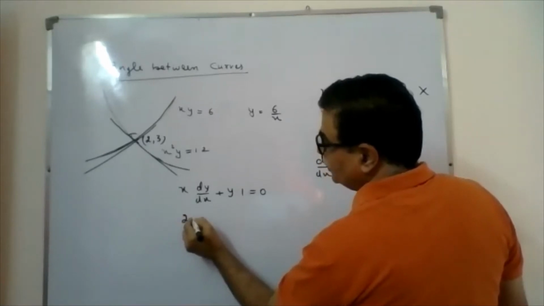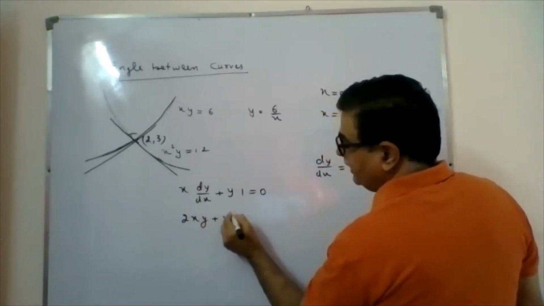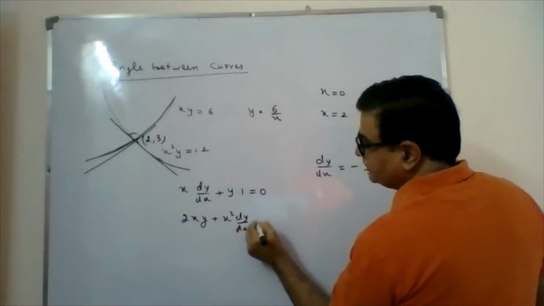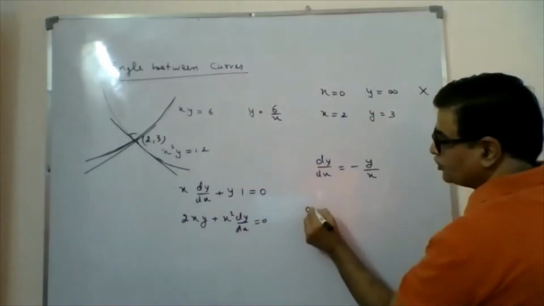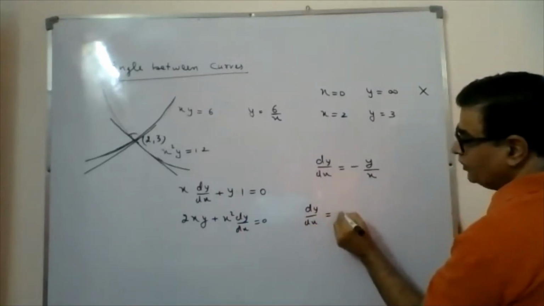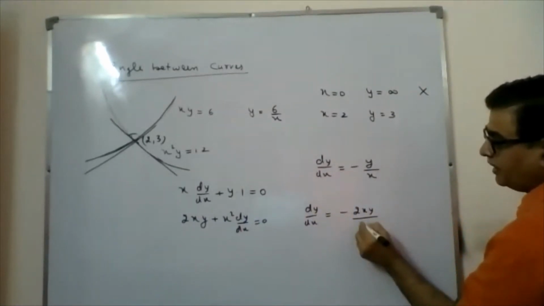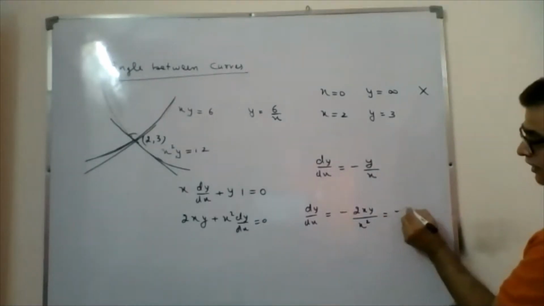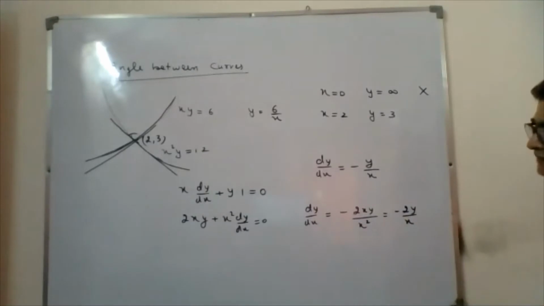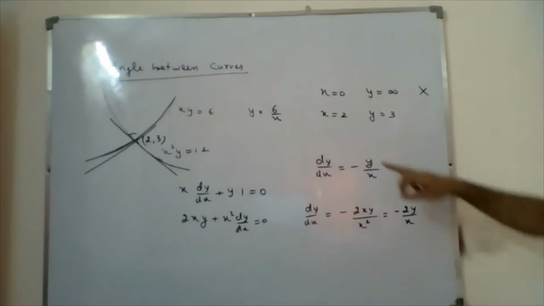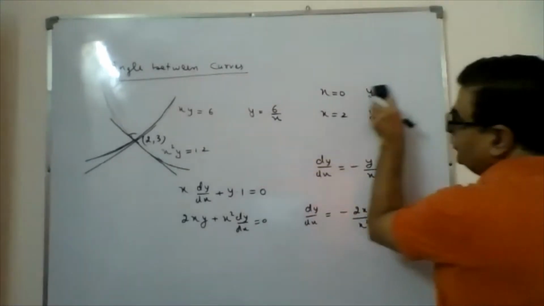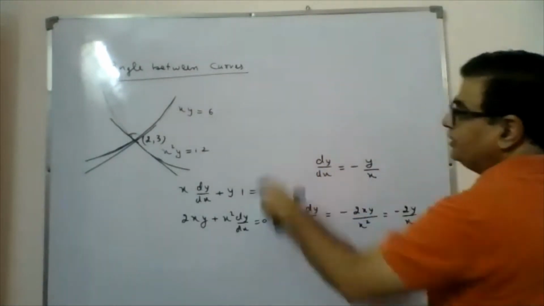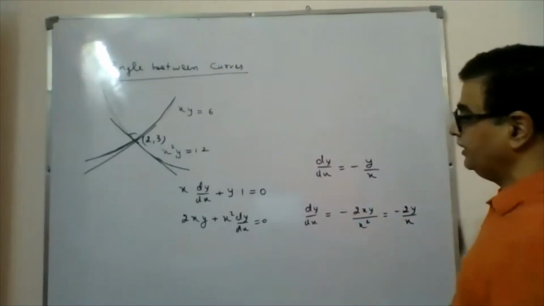The second thing is this. So its differentiation: 2xy plus x square dy by dx comes out to be 0. Or I should say dy by dx will be minus 2xy by x square. Now when you solve it, it will come minus 2y by x. As their intersection point is 2, 3, we find out the slope of the tangent at this point on curve 1 and curve 2.